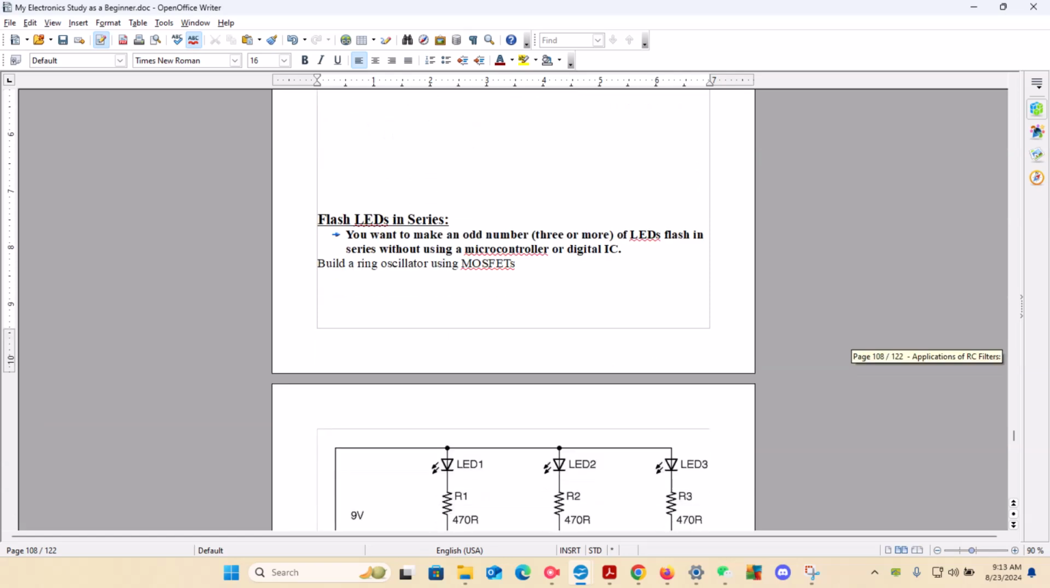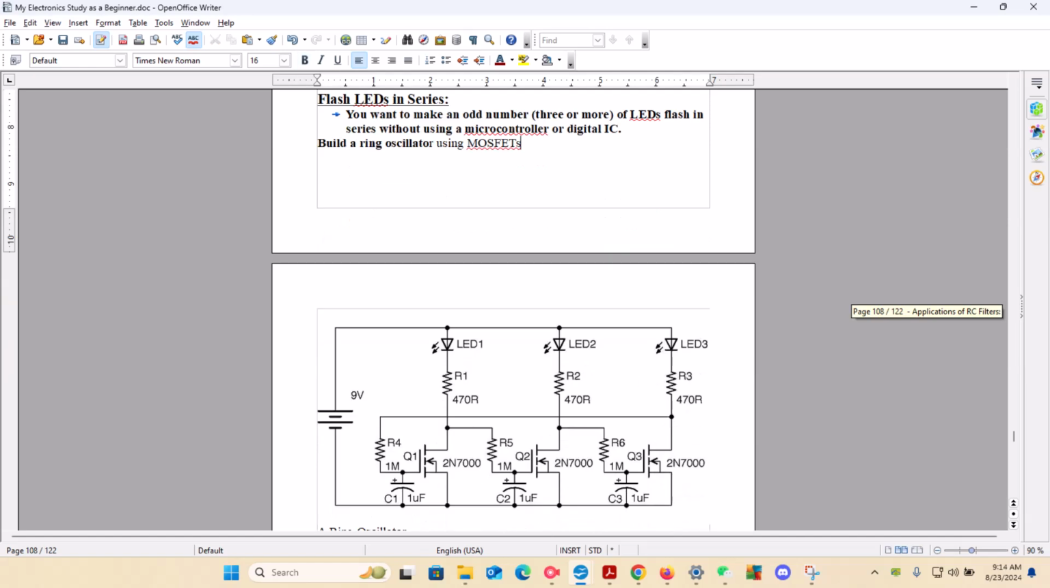Now, when we consider flashing LEDs in series, you want to make an odd number, 3 or more, of LEDs flash in series without a microcontroller or digital IC. We talked about that last lesson. What you want to do is build a ring oscillator from MOSFETs, which is a type of transistor. Something we talked about previously, but go ahead and review that if you don't remember.